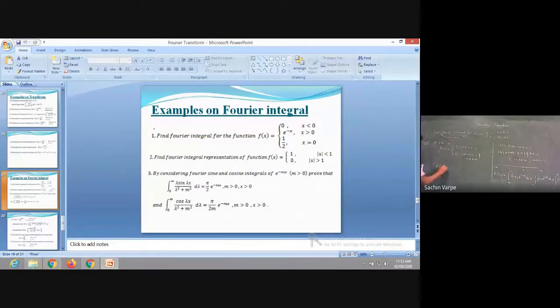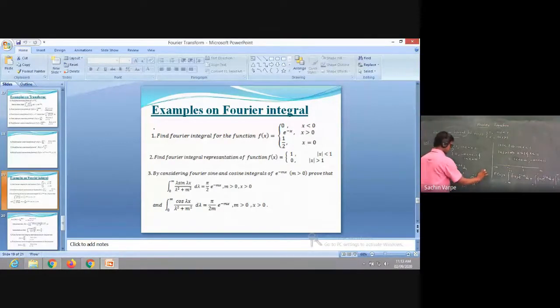F(lambda) is equal to the integral from minus 1 to 1 of f(x), which is 1, times e to the power minus i lambda x dx. Integrate it now in these limits: e to the power minus i lambda x upon minus i lambda, from minus 1 to 1. So at the upper limit, it will be e raised to minus i lambda, minus, and this minus will be plus. Okay, this is minus i lambda here.